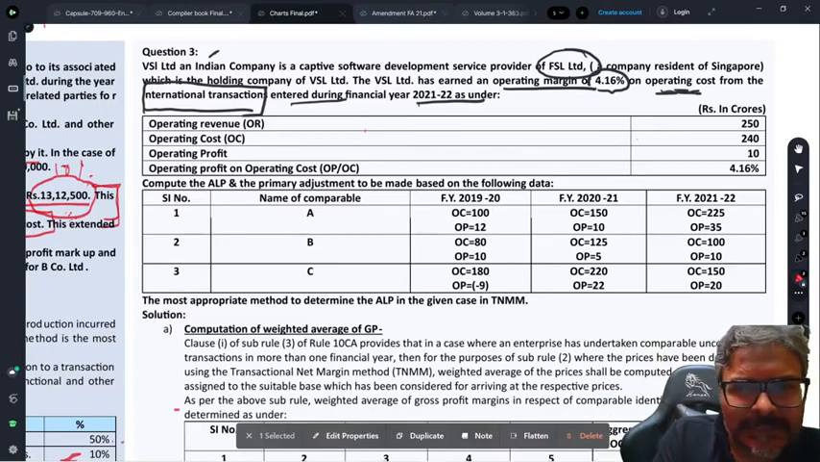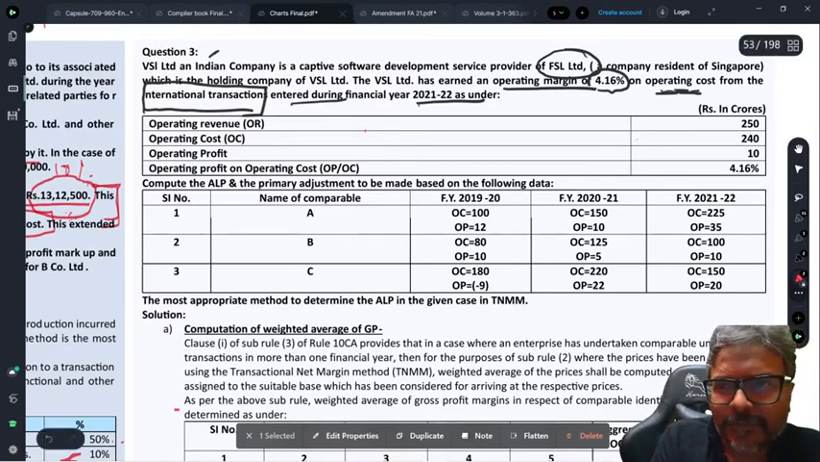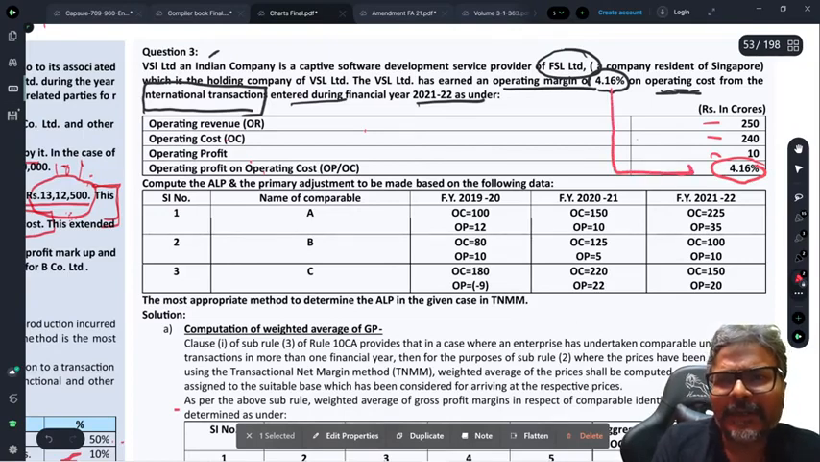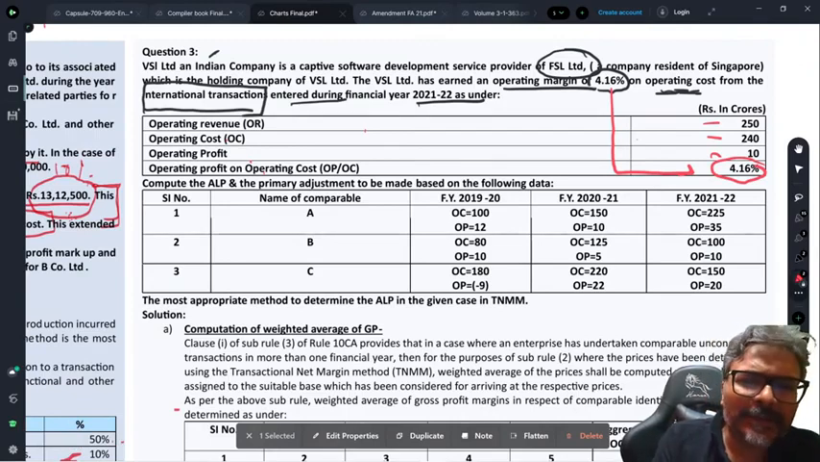Now, accordingly, students, let's have a look at all of this here. Here, in operating revenue 250, operating cost 240, operating profit 10, and thereafter, students, 4.16 is the derivation of how they have determined the operating margin vis-a-vis the operating cost. So this is a derivation.